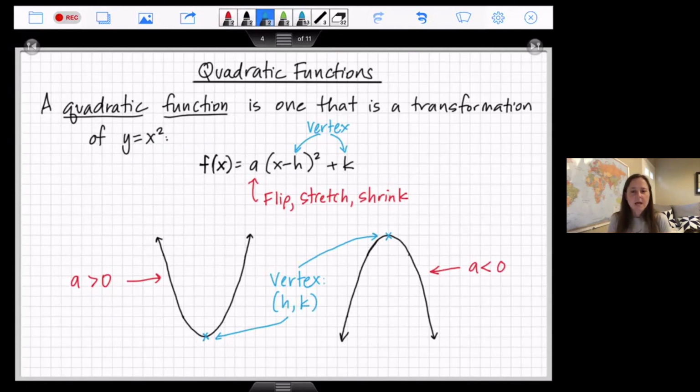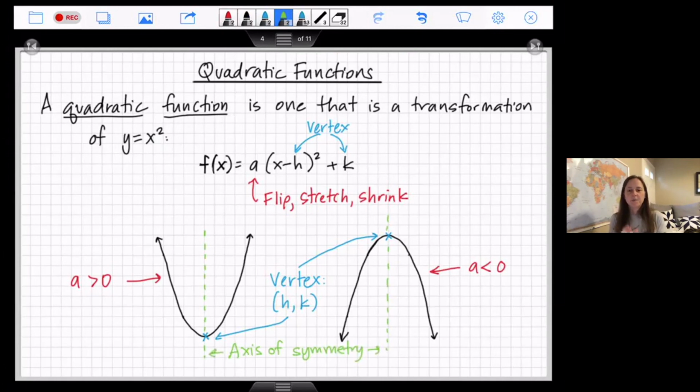All right. There's one more attribute of this graph that I want to show you, and that is this vertical line I'm going to draw that goes right through the vertex. And we call that line the axis of symmetry. All right, and it's pretty easy to see why you would call it that.